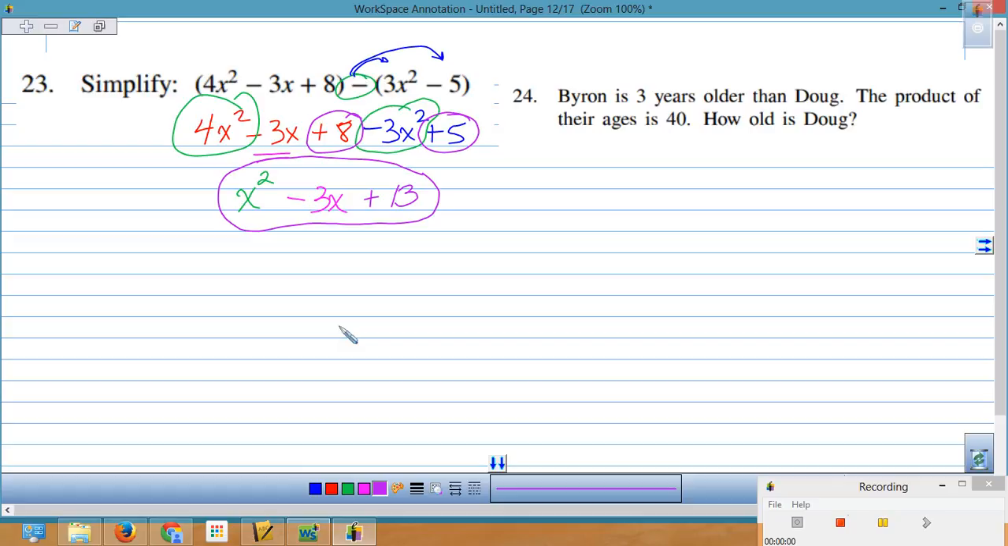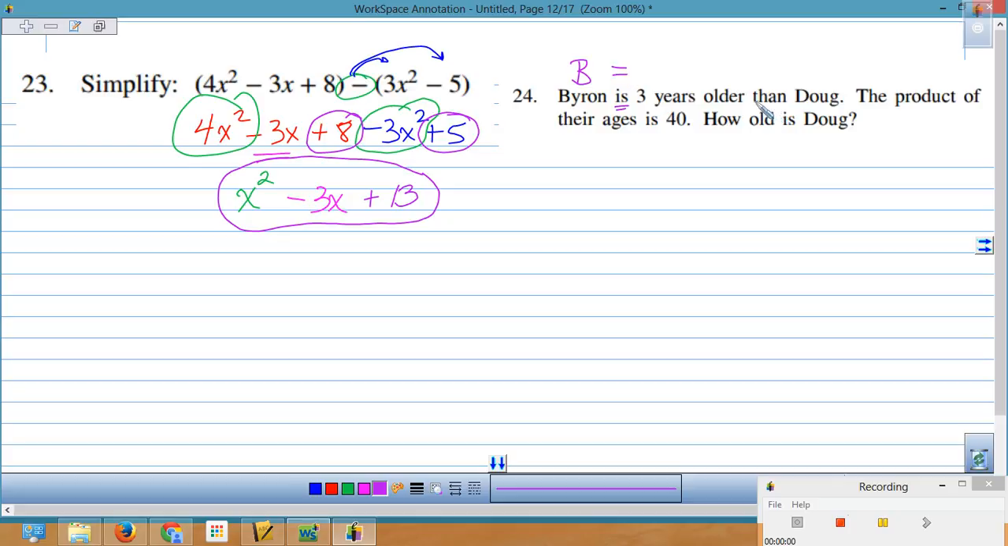Byron is 3 years older than Doug. The product of their ages is 40. How old is Doug? So it says Byron is 3 years older than Doug. Do we know how old Byron is? No. So we'll put a B to represent him. Is means equals. 3 years older than Doug.